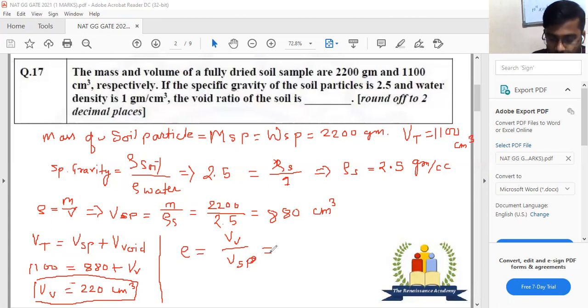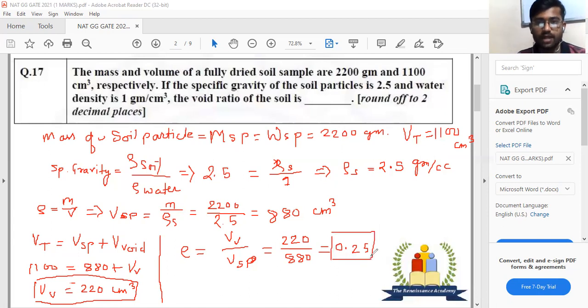So volume of void is 220. Volume of soil particle is 880 centimeter cube. Okay. So if we divide this, we'll get 0.25. And this is your final void ratio, 0.25. Okay.